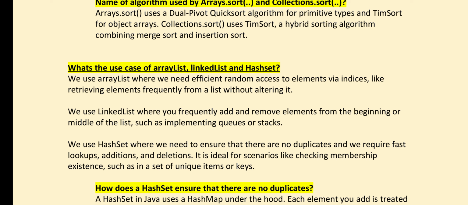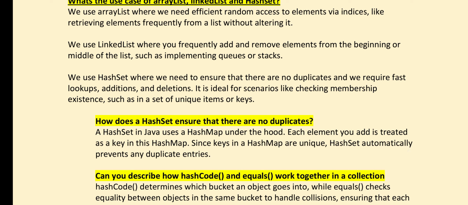We use HashSet where we need to ensure that there are no duplicates and we require fast lookups, additions and deletions. It is ideal for scenarios like checking membership existence, such as in a set of unique items or keys. How does HashSet ensure that there are no duplicates?